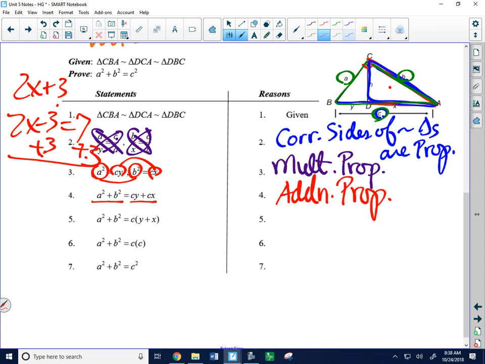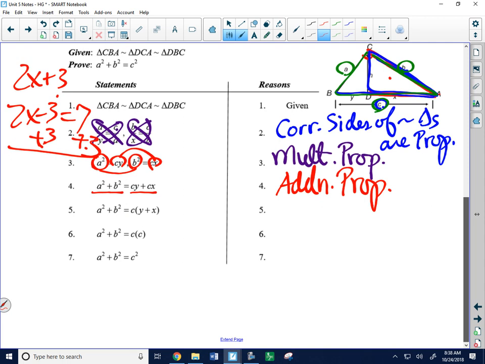I add the left side, I add the right side, adding the same thing to both sides, so it's really just addition property. The left side is exactly what we want: a squared plus b squared. The right side, we need to get to c squared. Well, right here, I can factor out a GCF of c, and I'll be left with y plus x.